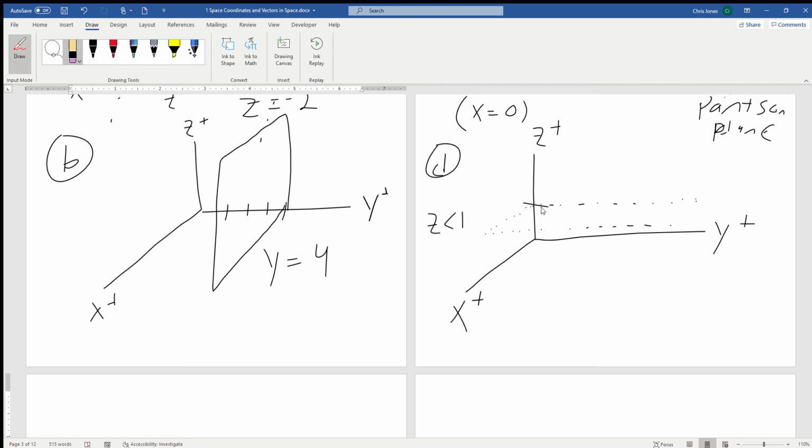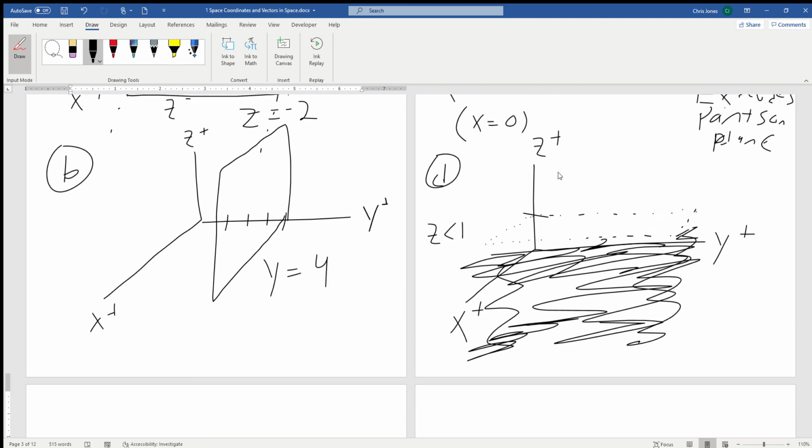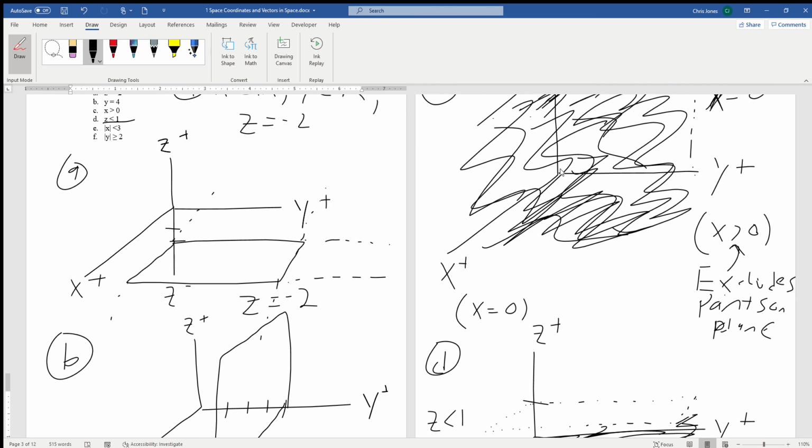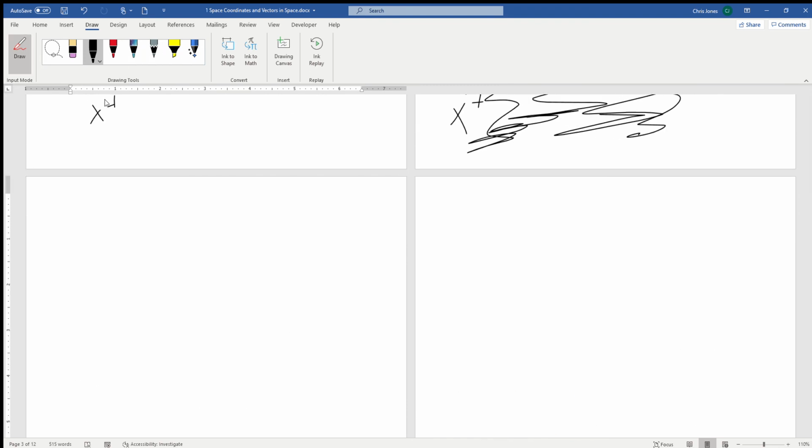Let me erase this. Right. And since it's less than 1, we're going to shade all the volume below that plane. Okay, so anything that's lower than z equals 1 is going to be the volume for this. Okay. And then finally, we have a couple absolute values to graph. So let's graph those. So we have absolute x less than 3, absolute y greater than or equal to 2. So absolute x less than 3.